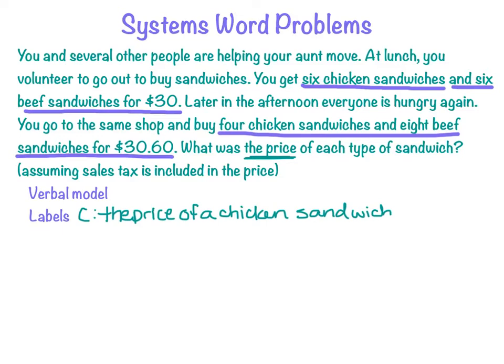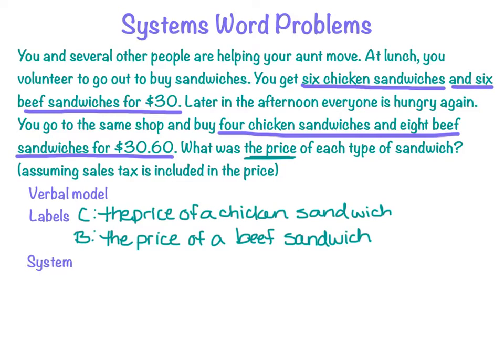All right, and then for beef sandwiches, I'm going to use a B, and that is going to be the price of a beef sandwich. After we come up with our labels for our variables, we can take the verbal model that we underlined here in purple and take the labels that we now have for the price of a chicken sandwich and price of a beef sandwich, and we can create a system of equations.